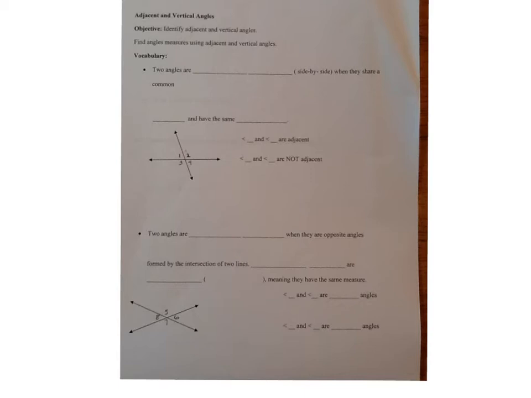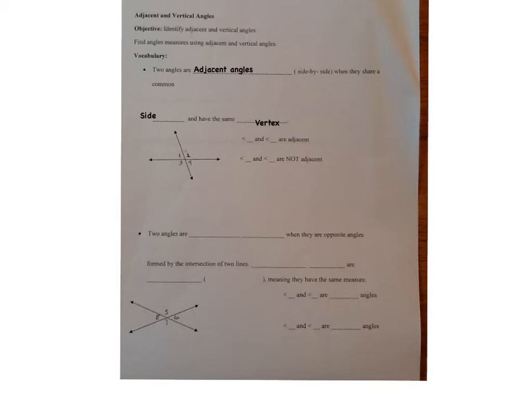Two angles are adjacent angles when they share a common side and have the same vertex. So let's go through that one more time. Two angles are adjacent angles, meaning they're side by side, and they share a common side and have the same vertex. Let's look down at our example and maybe let's clarify some things.